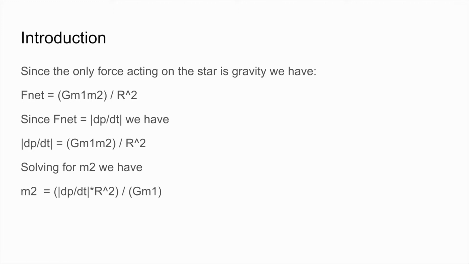net force is equal to the gravitational formula, which is the gravitational constant G times mass 1 times mass 2 divided by the distance between the masses squared. And since we know that F net is equal to dp/dt, we have dp/dt is equal to gravity constant times m1 times m2 divided by r squared. And since we're solving for the mass of the black hole, we solve for m2, and then we yield this formula, which we'll use to calculate the mass of the black hole in the computational model.